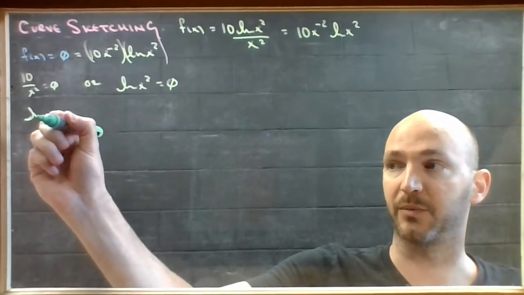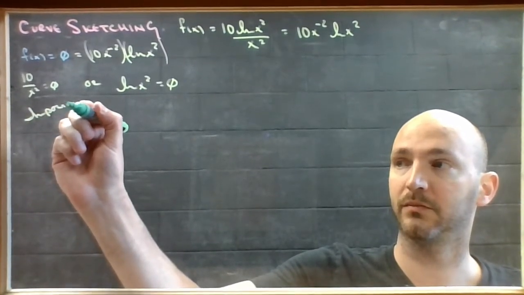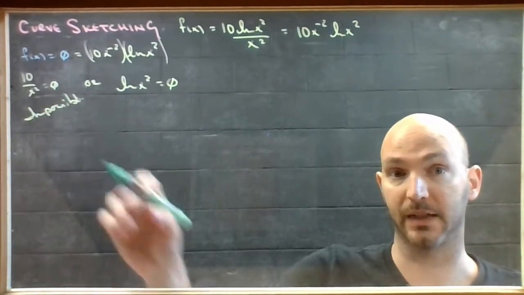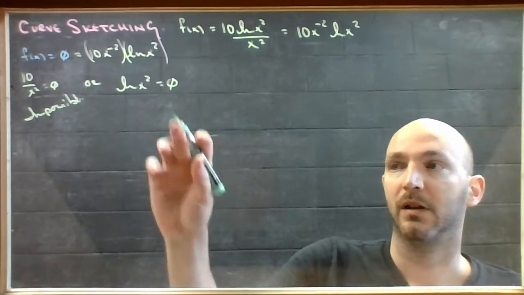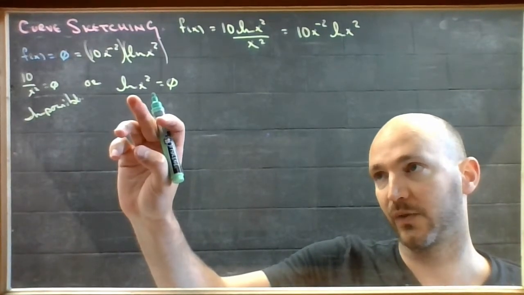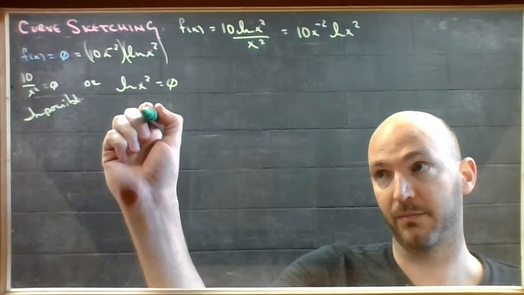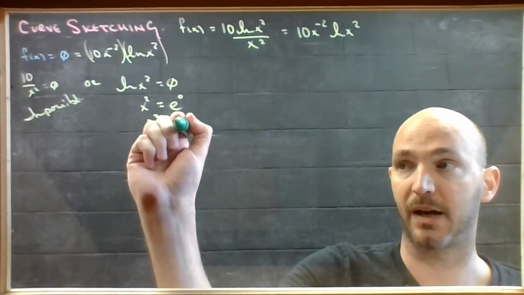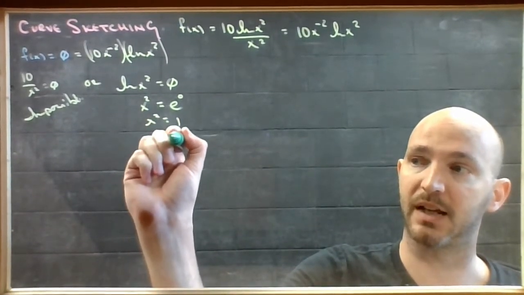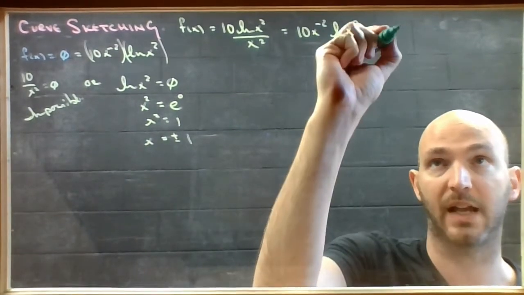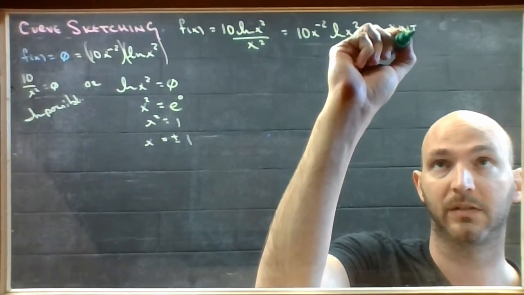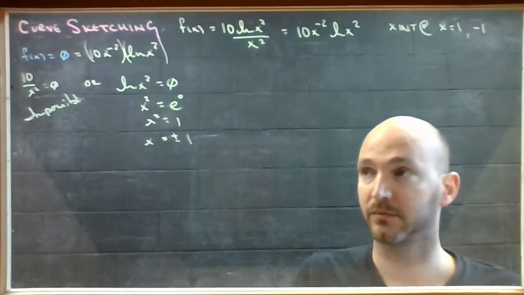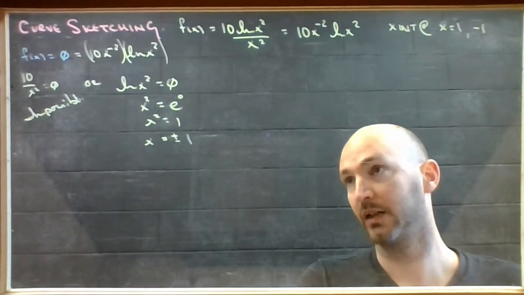This is impossible. You can never get a 0 by dividing. This side, I'll need the anti-function for ln, which is exponentiate base e. So that would be e to the power 0. E to the power 0 is 1. Square root both sides, I get plus or minus 1. So I should have x-intercepts at x equals 1 and at negative 1. Okay, good. Task accomplished.